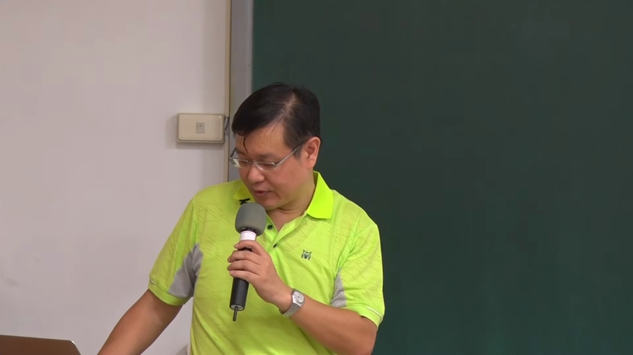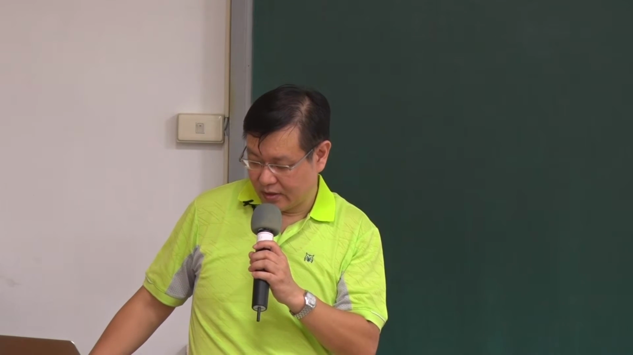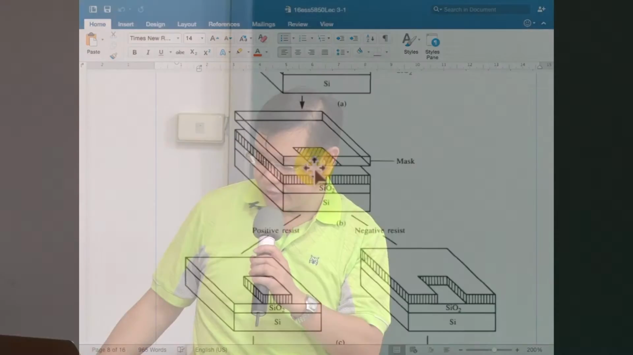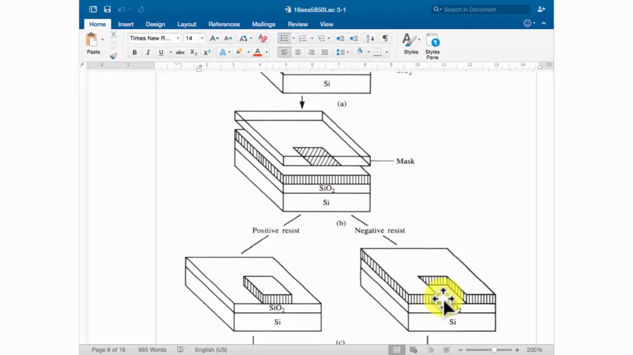But for the negative photoresist, it's the opposite. The exposed area will be closely linked and remain on the surface. The unexposed area will be dissolved away by the solvent. So the structure formed will be opposite to your mask structure. This resist we call the negative photoresist. So the structure is negative to your original structure. It's easy to understand.